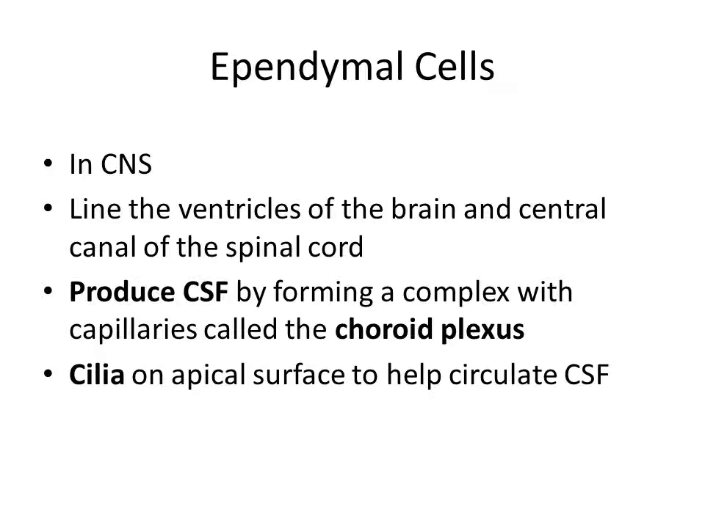So you have a plasma filtrate from the capillaries, but then the ependymal cells modify it. They don't just filter the plasma as it's passing through, but they actually change the chemical composition to create the cerebral spinal fluid, and that is then secreted into the ventricles of the brain, and then it will flow within and surround the brain. And we'll talk about that more again in a future lecture.